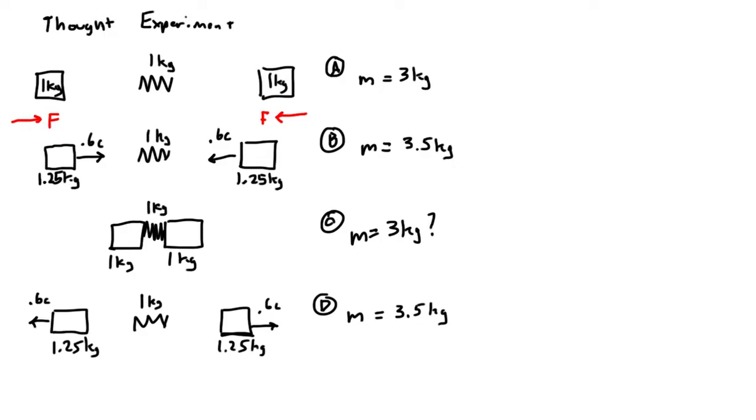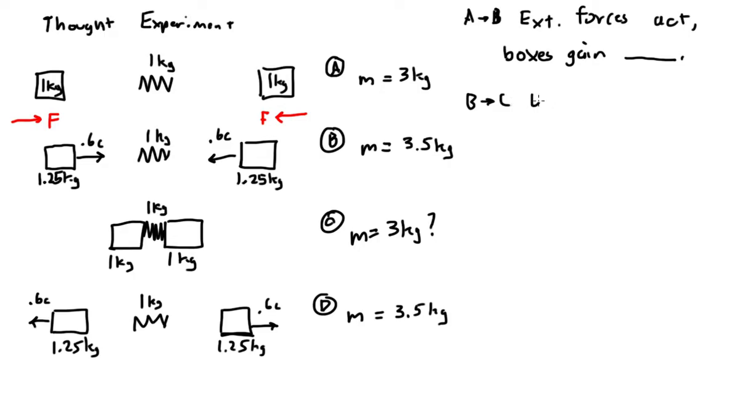So I'm going to do what I call physics Mad Libs. From A to B, external forces act, boxes gain mass. Except everywhere I would write mass, I'm going to put a blank. Now, from B to C, the boxes compress the spring.